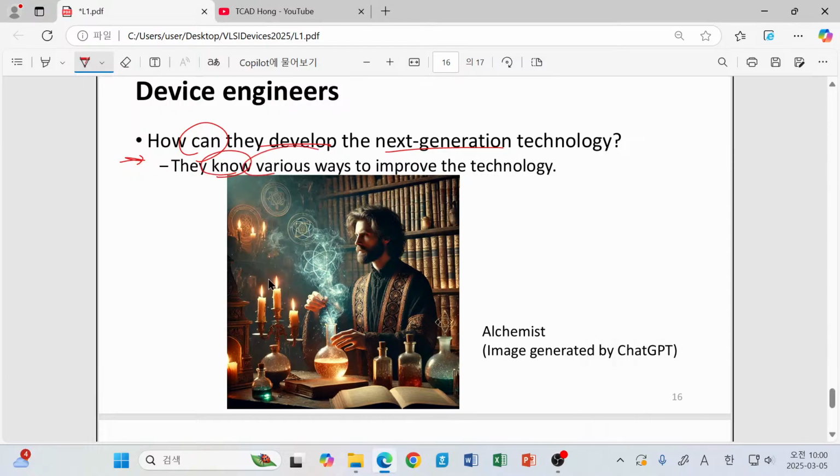they know various ways to improve the technology. They understand what is the critical point to determine each factor. If we change this region a little bit, then maybe that will change the electrical property of our transistor. And even before they do, they know. But how do they know? They are educated. They know the device physics. So this course is for growing device engineers.